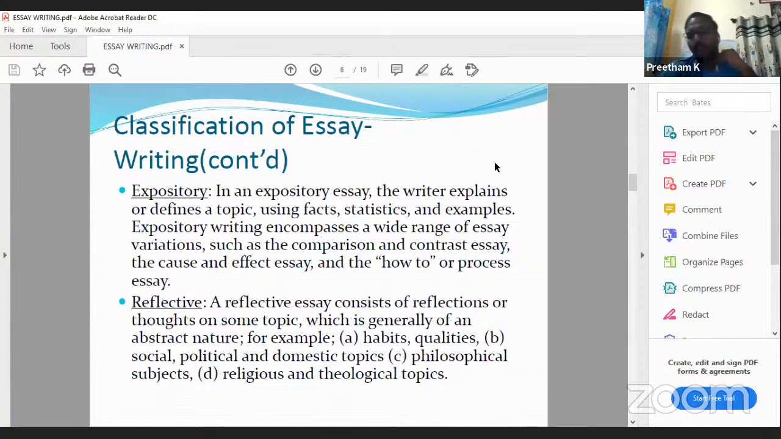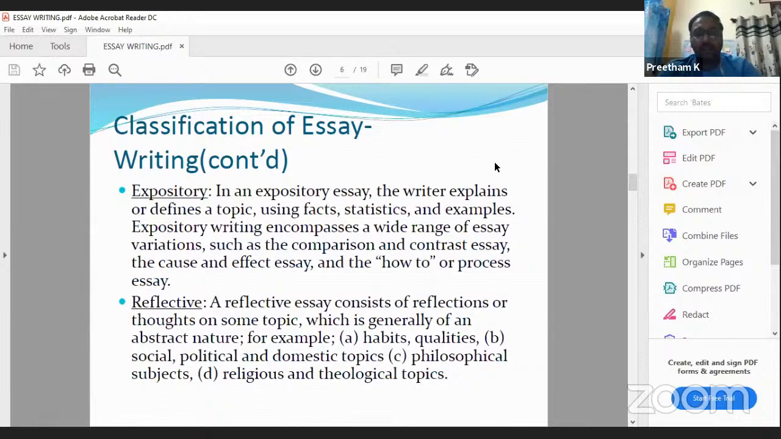So this is very much important. You may get an MCQ question: expository essay mainly focuses on, and they will give you the options: cause and effect, or description, narration. So you should mainly focus on cause and effect, comparison and contrast, or how-to process.